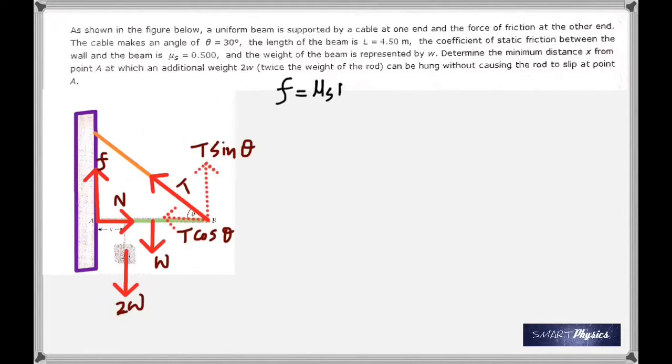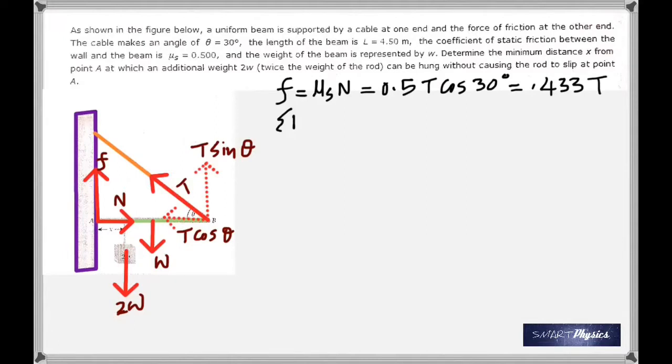Now we know that friction is mu s times N, but N is equal to T cos theta because you see that N and T cos theta are equal and opposite, so N is equal to T cos theta. Therefore, when you multiply 0.5 with cos 30, you get 0.433 T.